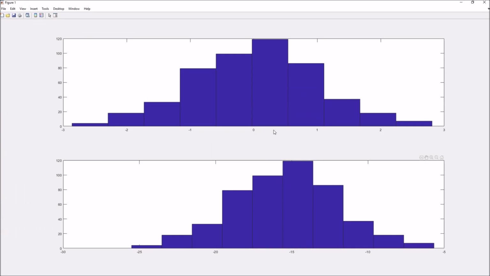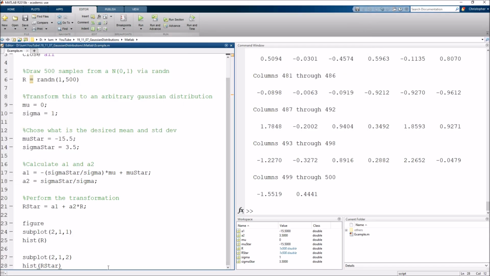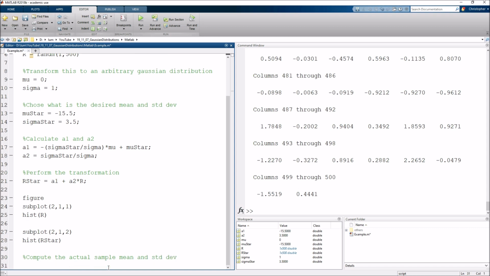Yes, this looks like it worked. The top plot is the original distribution. The bottom one, check this out. The mean has now shifted to minus 15.5, and we get the appropriate spread. In fact, instead of just eyeballing this on a histogram, let's compute the actual sample mean and standard deviation that we end up with.